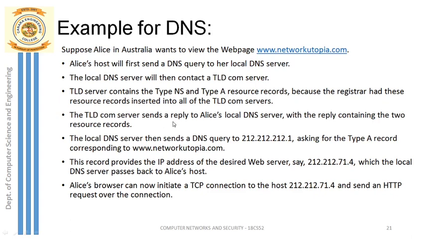So once the TLD .com server replies to the local DNS server with the two types of records, what will our local DNS server do? The local DNS server will directly get the IP address of the authoritative DNS server belonging to my organization, and that IP address is 212.212.212.1. So this is the type A record. Now Alice's local DNS server will be getting the IP address of my primary authoritative DNS server.